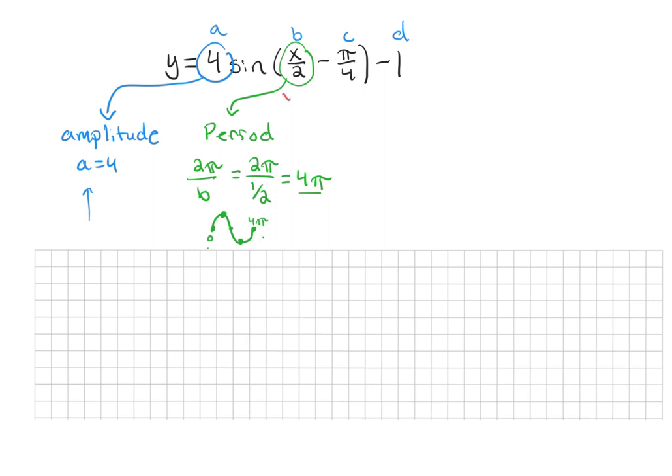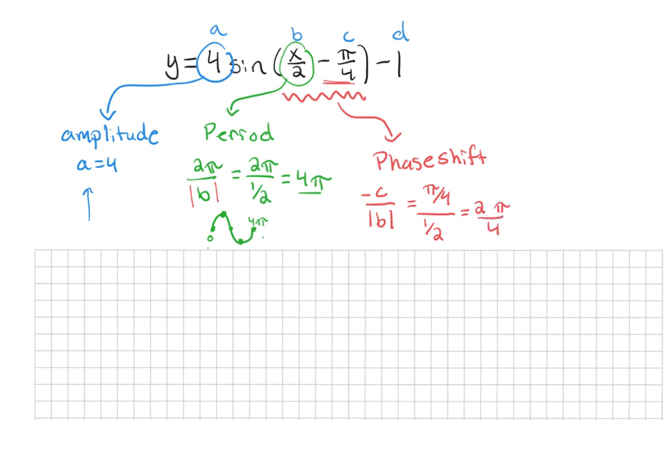Okay, now we're going to look at the phase shift. We have to look at B and C for this, which is the opposite of C divided by the absolute value of B. Okay, so the opposite of C. If you think of C as negative pi over 4, it's now going to be positive pi over 4. And we're dividing by 1/2. Dividing by 1/2 is the same as multiplying by 2. So 2 times pi over 4, and that simplifies to pi over 2. Because it's positive, that is a shift right. So our starting point is shifted right, pi over 2.